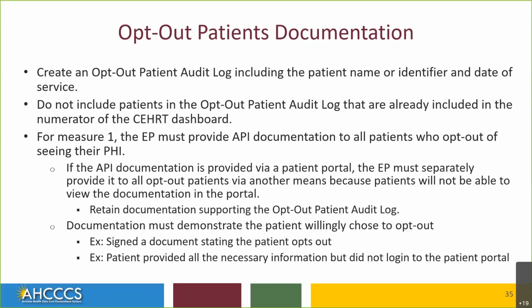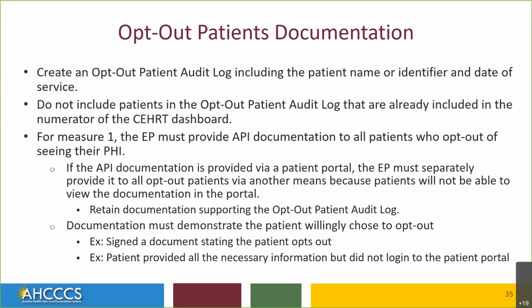So when you create that opt-out patient audit log, you want to make sure you do not include patients that are already included in the numerator. And if you have concerns about which patients are included in the numerator, you should reach out to your vendor to see how their coding works in the software. For Measure 1, the EP must provide API documentation to all patients who opt out of seeing their patient health information. If the API documentation is provided via patient portal, the EP must separately provide it to all opt-out patients via another means, because patients will not be able to view the documentation in the portal.